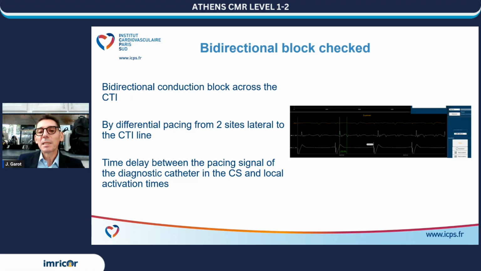So we can check the bidirectional conduction block across the CTI. It's done like in the EP lab by differential pacing from two sides lateral to the CTI line, and by measuring the time delay between the pacing signal of the diagnostic catheter that's placed in the CS and local activation times.